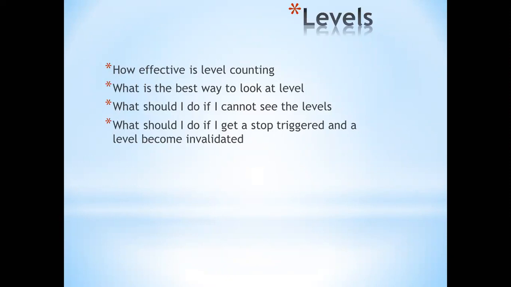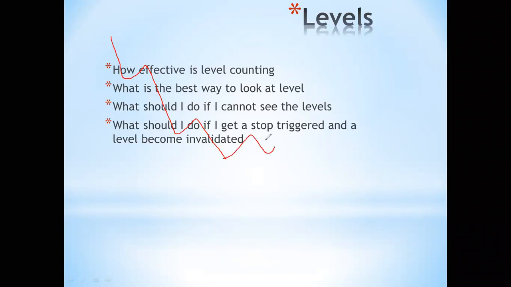Now, also, what should I do if my stop gets triggered and the level becomes invalidated? Let's say you counted your level 1, 2, 3 level drop and you saw a nice W formation, and you went long right over there. You expected the market to continue on already, but it extended lower. Now firstly, what you need to understand is the market doesn't have to respect these levels.